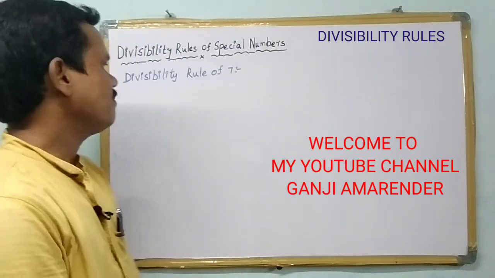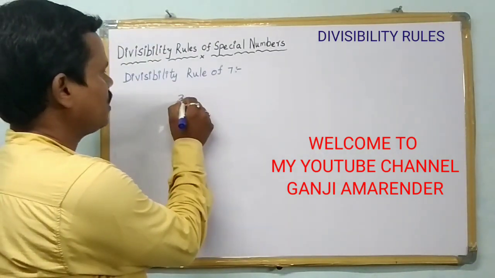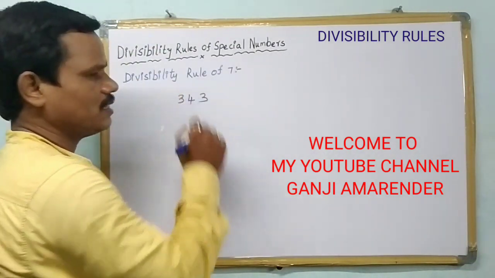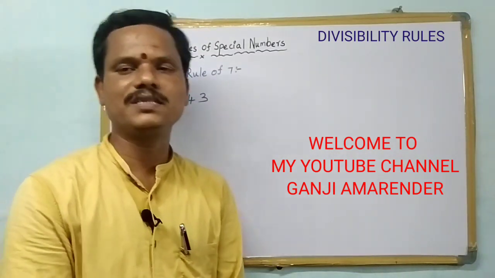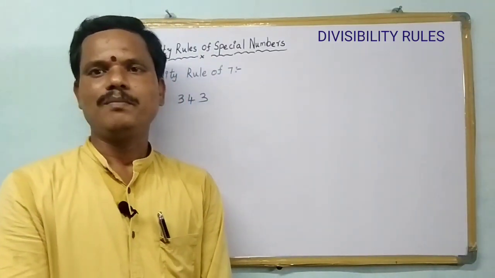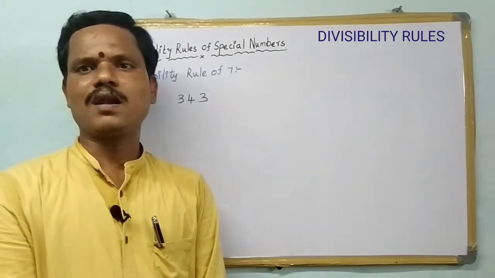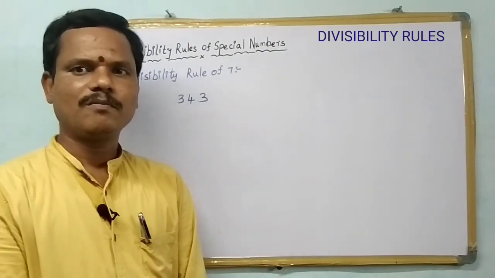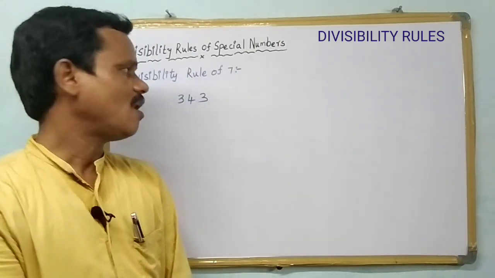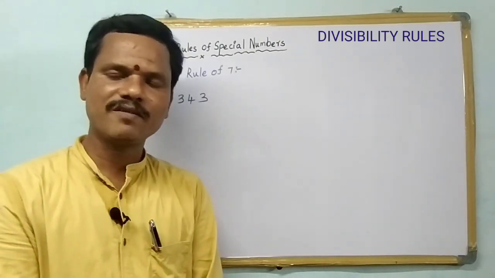So I am taking one example. 343 is a number. Is it divisible by 7 or not? How to check whether it is divisible by 7 or not? Step 1, the procedure.